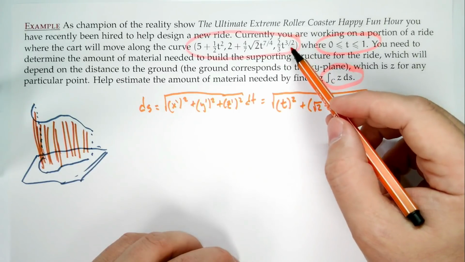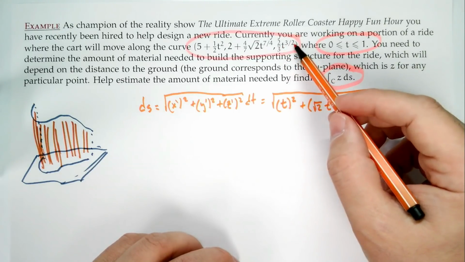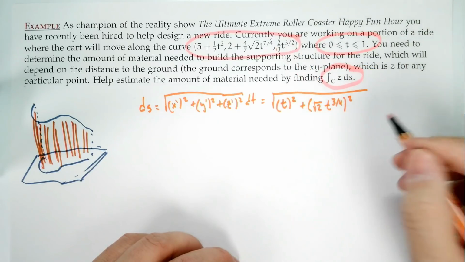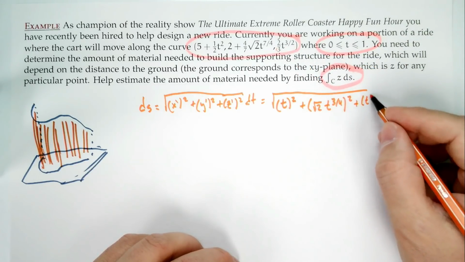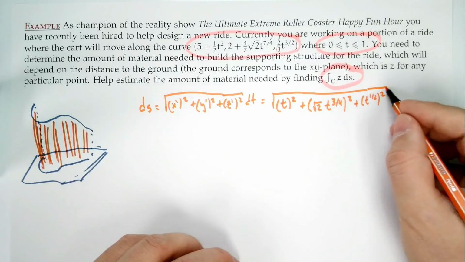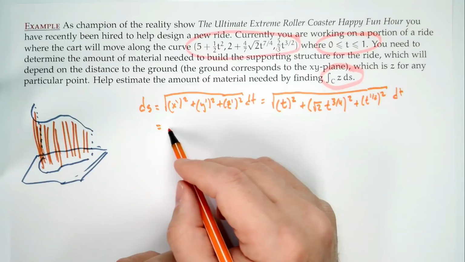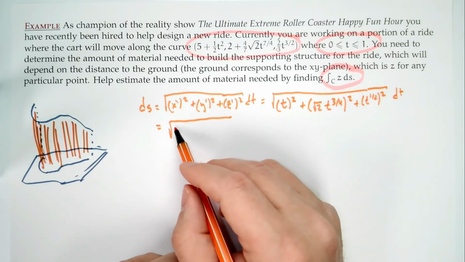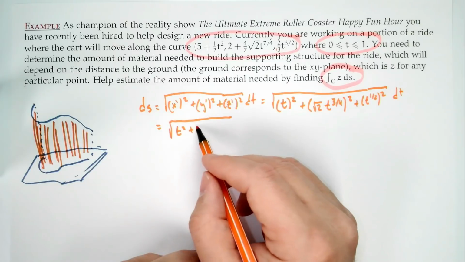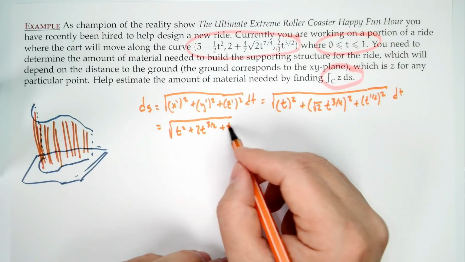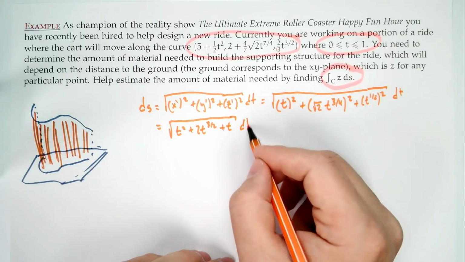Come to our last entry. Again, we have the 2/3, but the 3/2 comes down. All right, that's going to give us 1. And then we're going to have t to the 1/2 left. So plus t to the 1/2 squared dt. Now, that is the square root of t squared plus 2t to the 3/2 plus t dt.